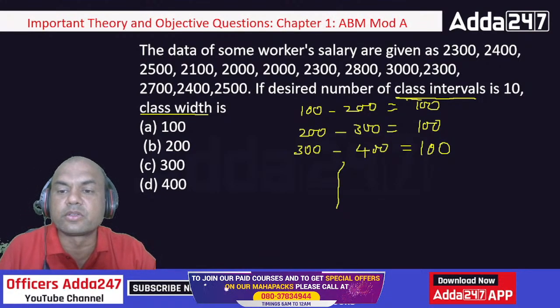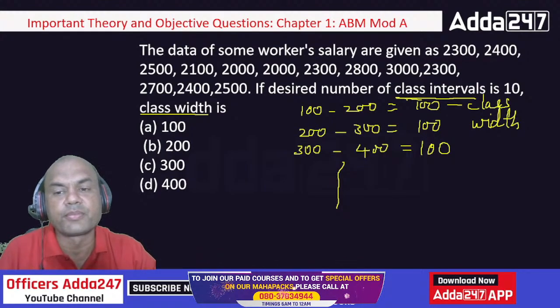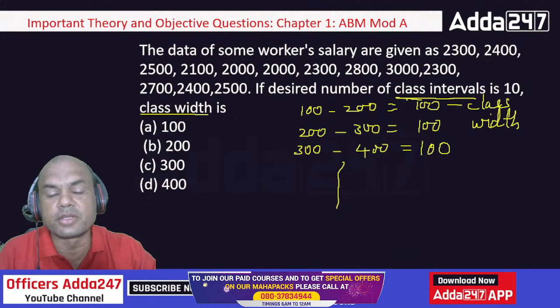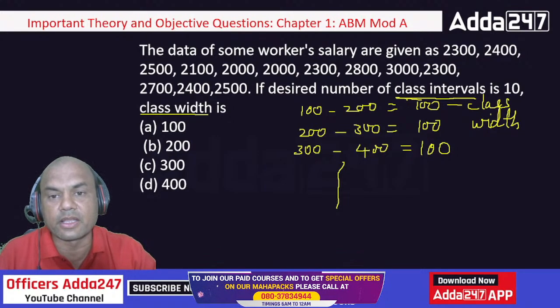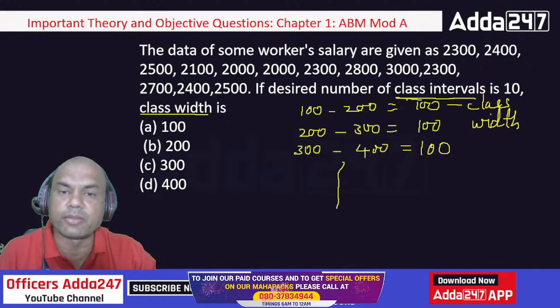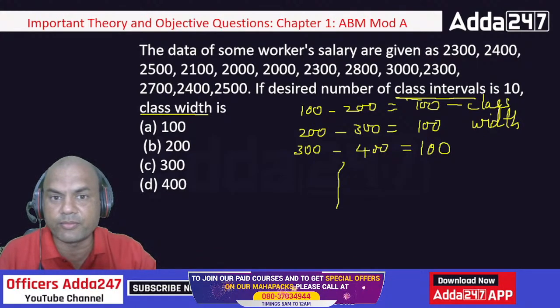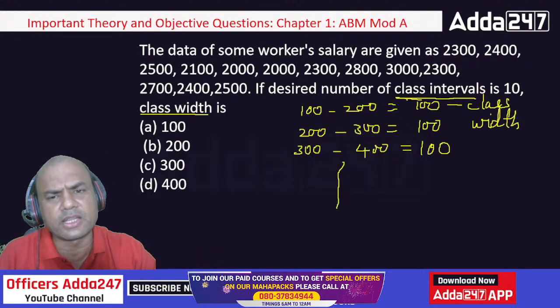And this number is known as class width. Always remember this. Class width means the difference between the upper level of that class minus the lower level, maxima minus minima. Upper band minus lower band. You can call it anything.